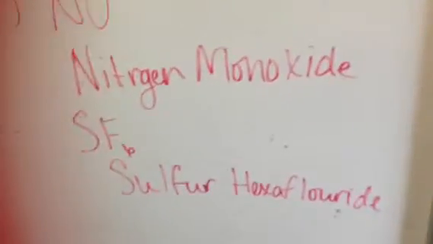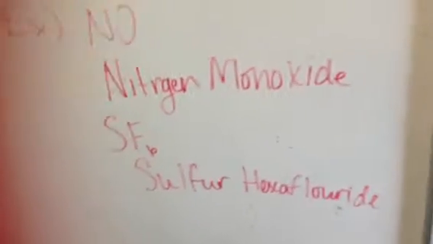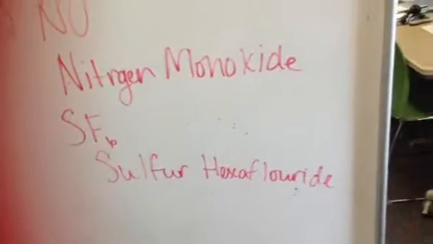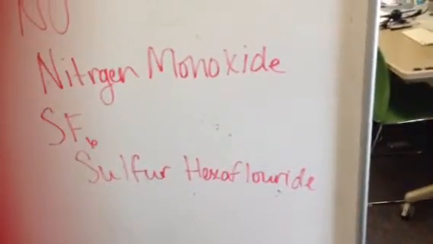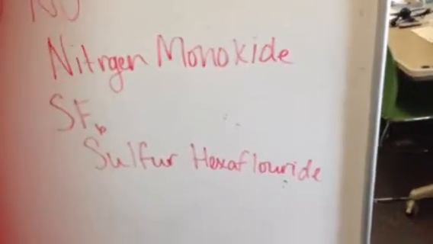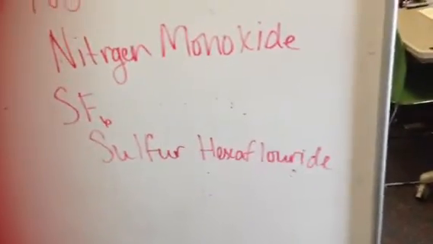Another example is SF6. Sulfur is less electronegative than fluorine, so sulfur is the first word. Then you take fluorine and you add the suffix "ide," and then you're going to add the prefix hexa, which is 6, in front of it to denote the fact that you have 6 fluorines.